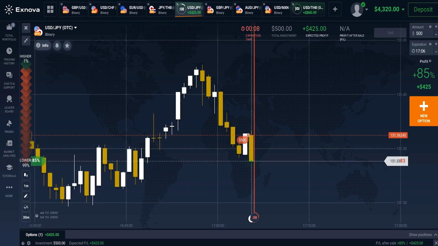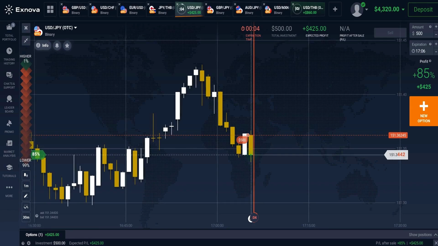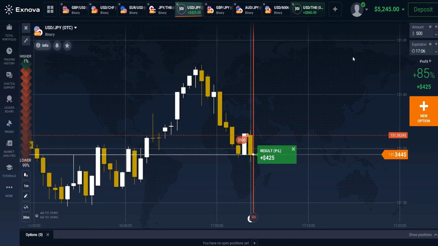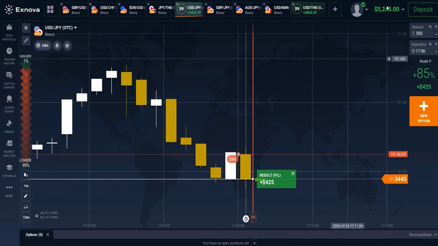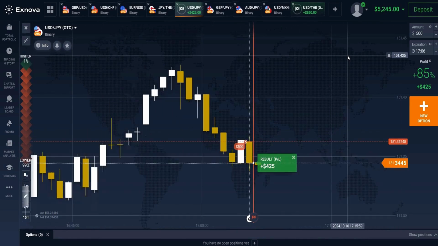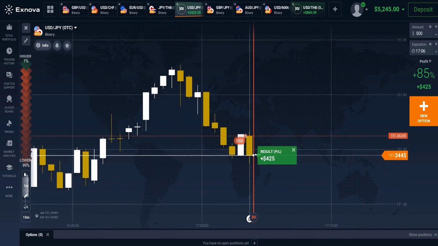Now all we need to do is wait and watch. Will this trade end in a profit or loss? Let's find out together. And we've won this trade too. This clearly shows how powerful and reliable these price action-based strategies can be. When you follow the rules, stay patient, and respect market structure.